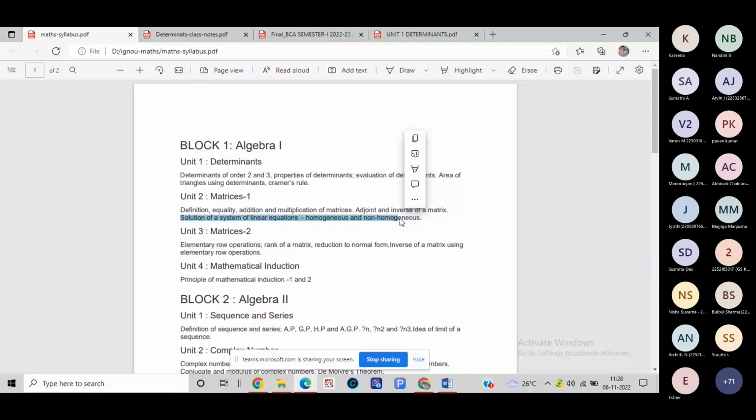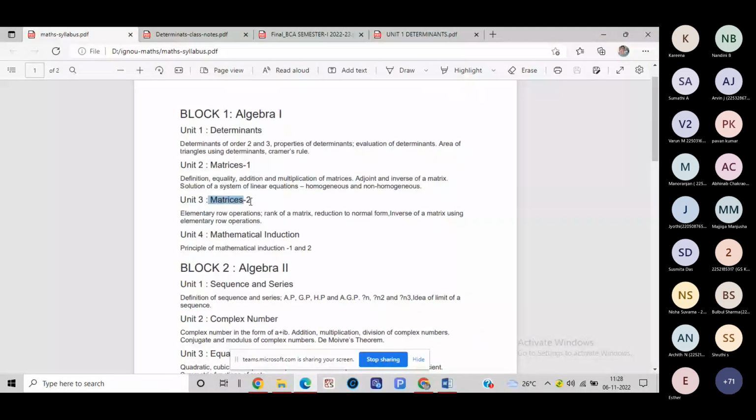Let's move on to the next, the advanced level of matrix, which is called Matrix 2. Once you know the matrix, there are two methods to solve the problem.